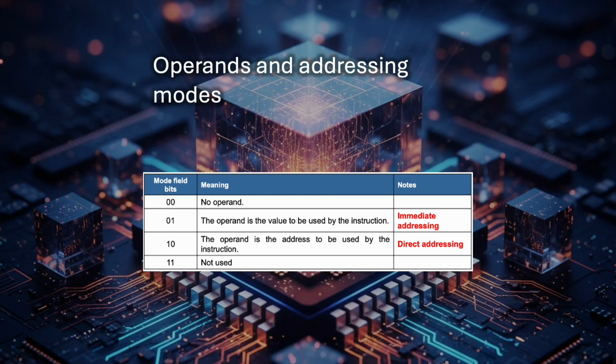Addressing mode 01 indicates that the value being given as an operand is in fact the actual value. On the other hand, mode 10 would indicate that the value is a memory address, and the CPU would need to fetch this data from the memory unit at the location specified by this address. Address mode 11 is not used.